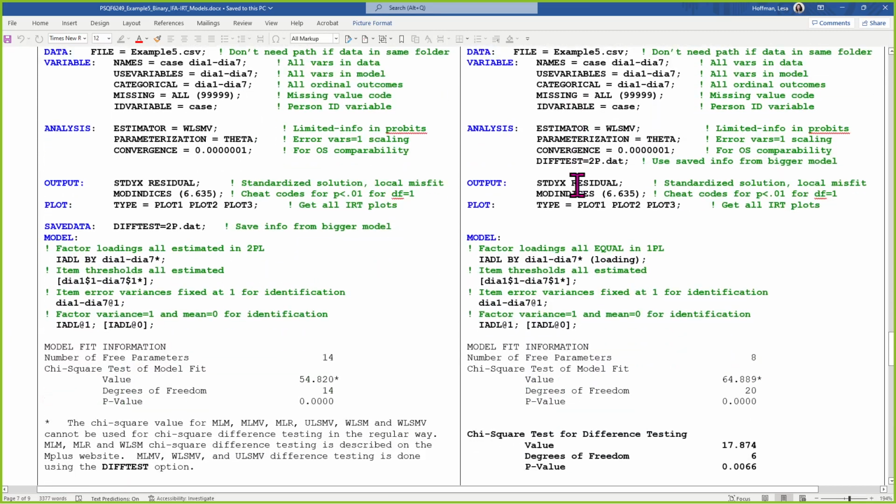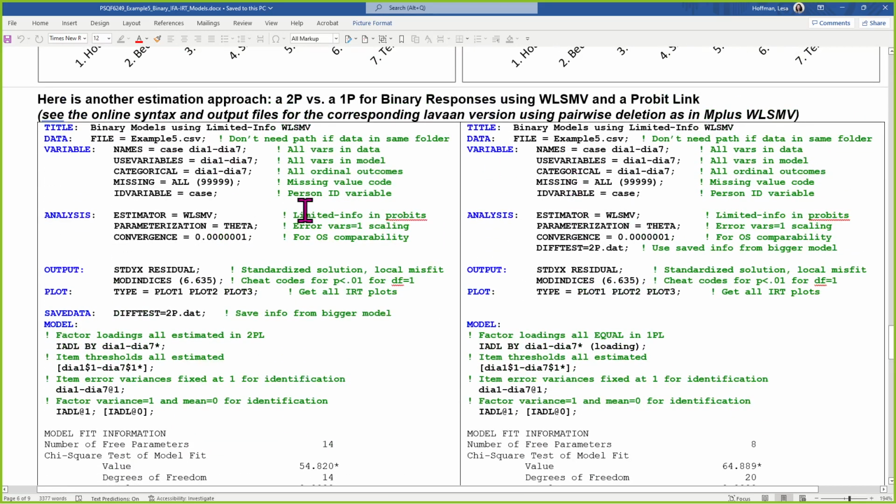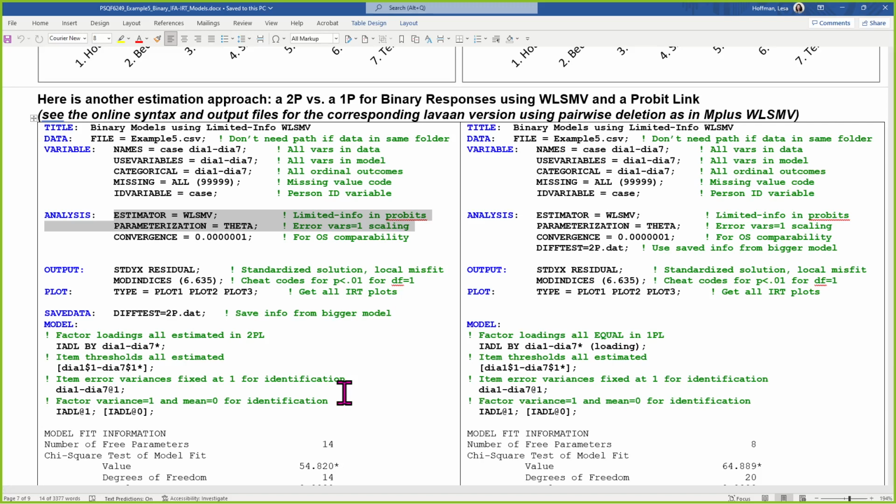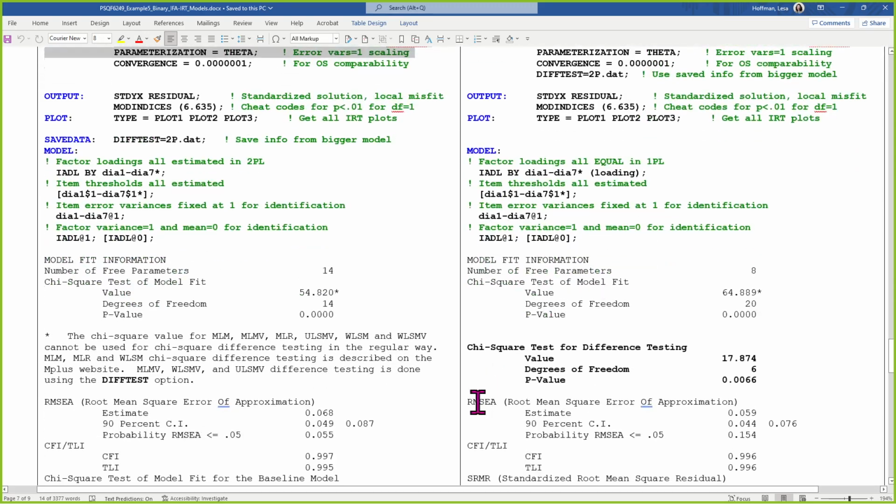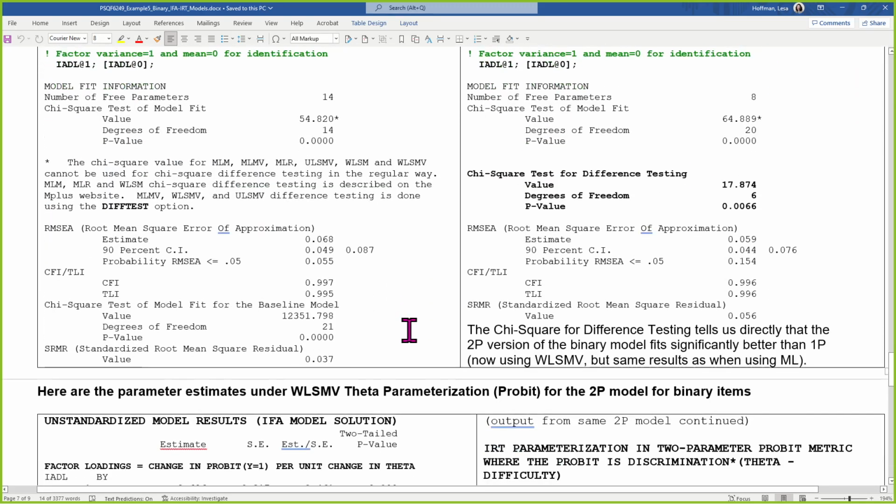This is the end of example 5. If I switch these two things right here, the estimator goes to WLSMV, and then there are two choices for the scaling of it. Parameterization equals theta is the version that corresponds to probit, so that's why we do that one. Then all of the fit information looks exactly like it used to.